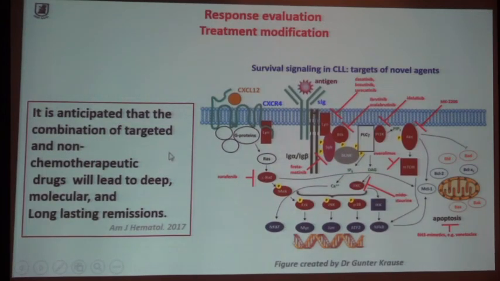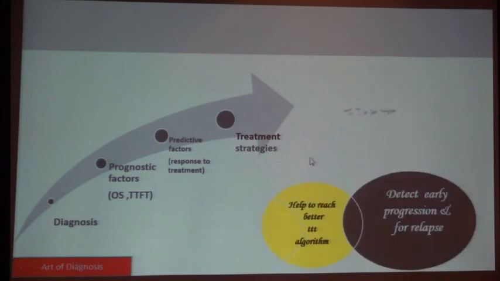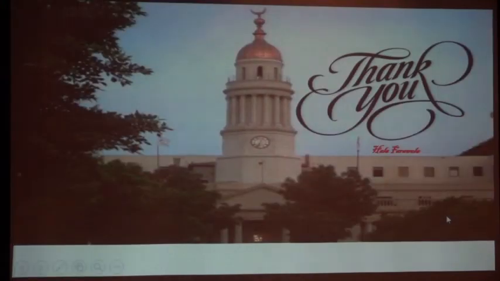With more advances in treatment, all integrated together, it's anticipated that the combined targeted and non-targeted therapy, either targeting the B-cell receptor or targeting apoptosis, will lead to deep molecular and long remission of the patient. And hopefully, when we have a good diagnosis, good prognosis and prediction, we can have a good treatment strategy, which helps to reach a better treatment algorithm and detect early progression and relapse, and hopefully cure. Thank you.